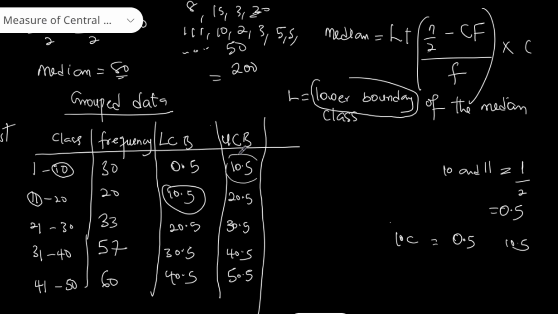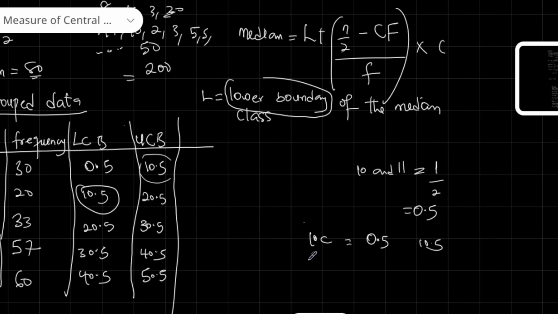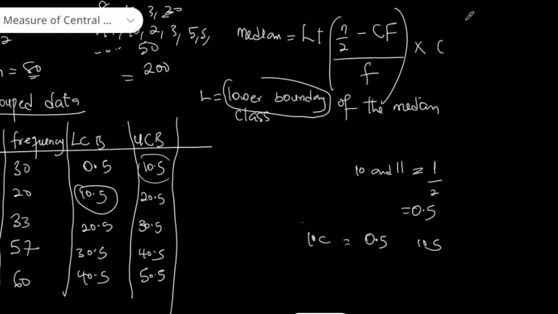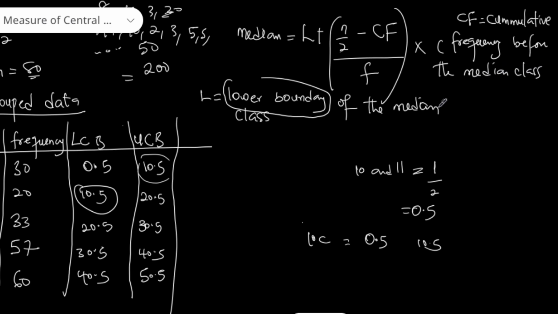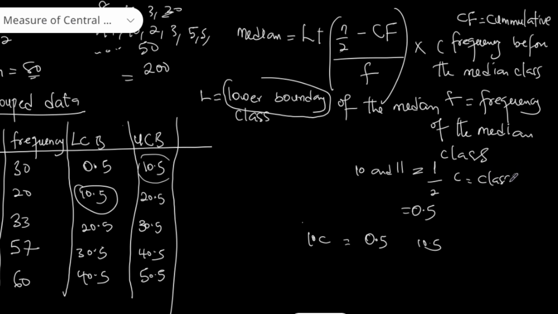Now this L is the lower class boundary of the median class, while CF is the cumulative frequency before the median class, while the small letter f is the frequency of the median class, and then our C is the class size.